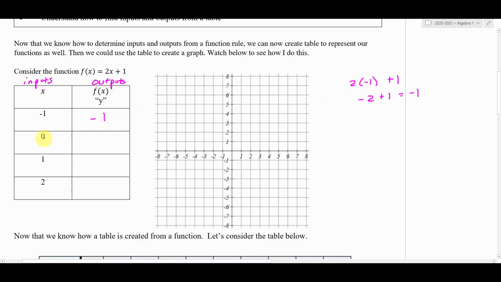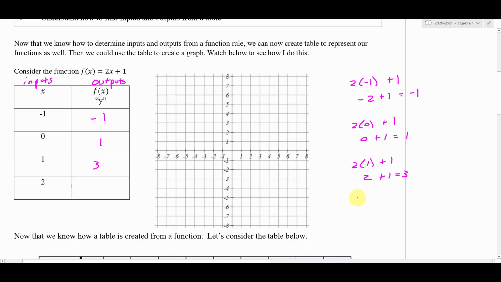I got to do it again for the 0, right? So now I'm going to take a 0, put it into my function and see what I get out. And I'll do that over here. So I got 2 times 0 plus 1. Well, 2 times 0 is 0, and 0 plus 1 equals 1. So when I put a 0 in, I got a 1 out. Then I repeat it again, this time with a 1. So I got 2 times 1 plus 1, and 2 times 1 is 2. 2 plus 1 is 3. So I put a 1 in, I got a 3 out.